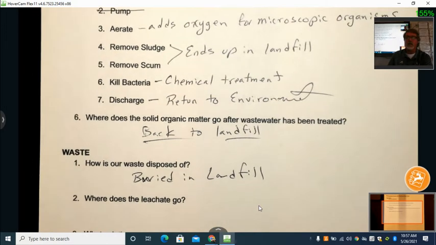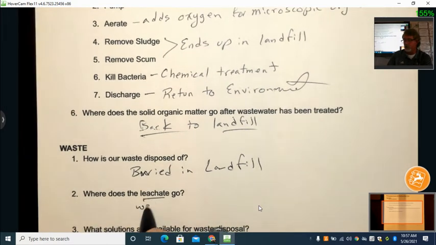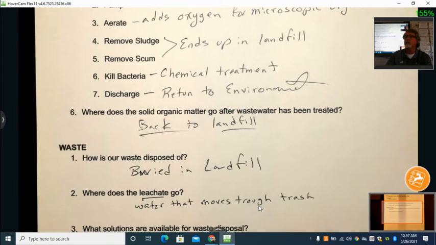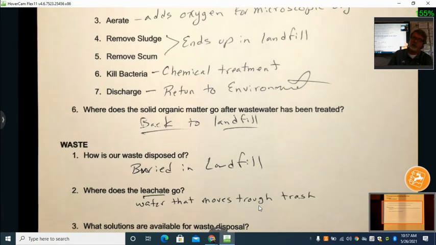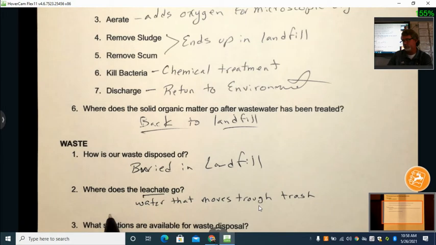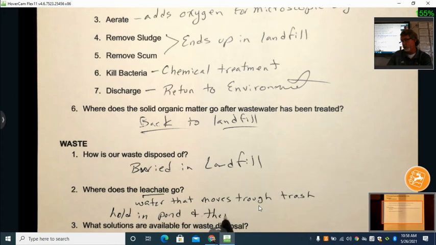Where does the leachate go? Leachate is the water that moves through the trash. Where does that water end up going? Yeah, we have to take that to a big holding pond, right? And then eventually it goes to the wastewater treatment. So we hold it in a pond and then send it to the wastewater plant.